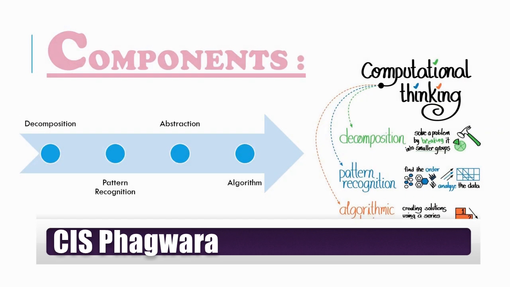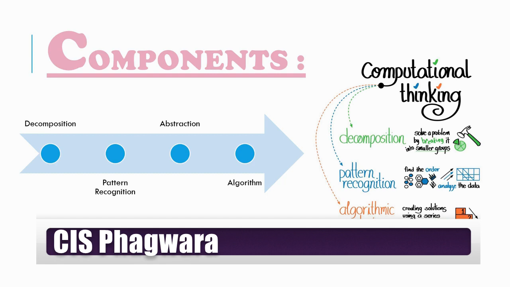Let's go a little deeper and find out about the components of computational thinking, which allows us to find a solution to a problem that both a user and a computer can understand. So basically, there are four components of computational thinking that work in order to achieve desired results. First one is decomposition. Number two is pattern recognition. Number three is abstraction. Number four is algorithm. In certain situations, number two and number three, that is pattern recognition and abstraction, can be done simultaneously.